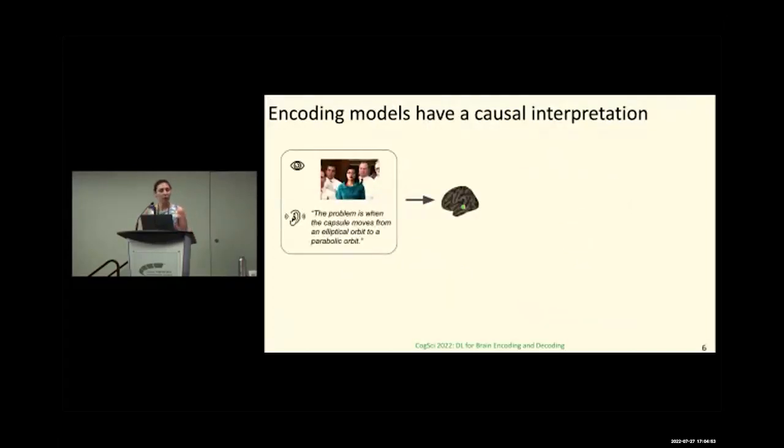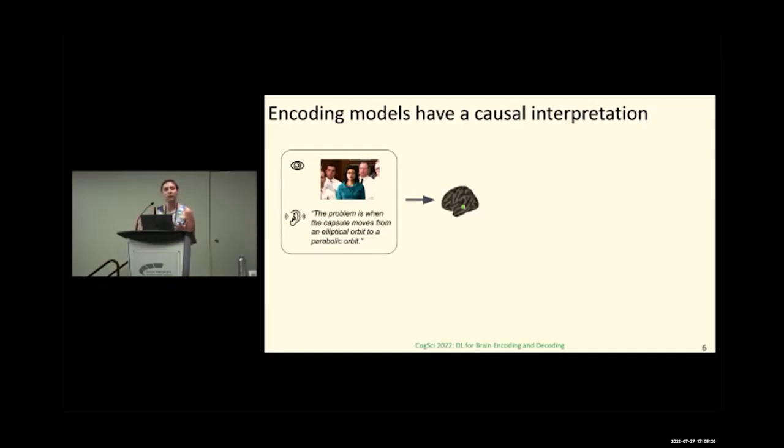So encoding models are nice because they have what we call a causal interpretation. An encoding model predicts the brain activity as a function of some representation of the stimulus that corresponds to a specific hypothesis. So for example, if we take this stimulus that we're going to work with in a hands-on session, which is fMRI recordings of people viewing the movie Hidden Figures, which has both the visual and the auditory stimulation as input.